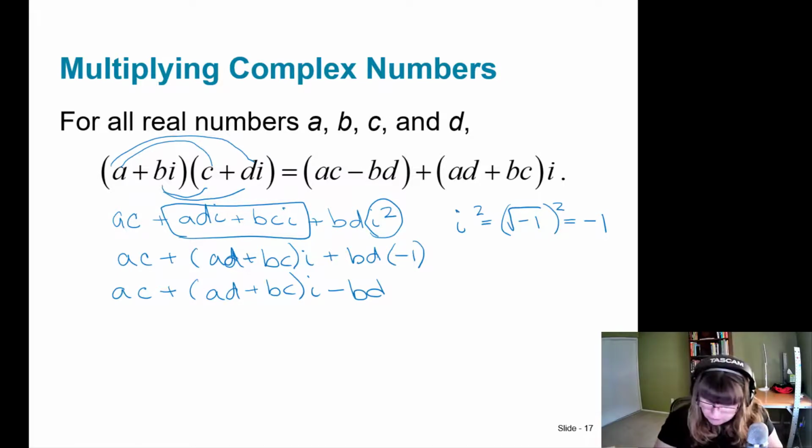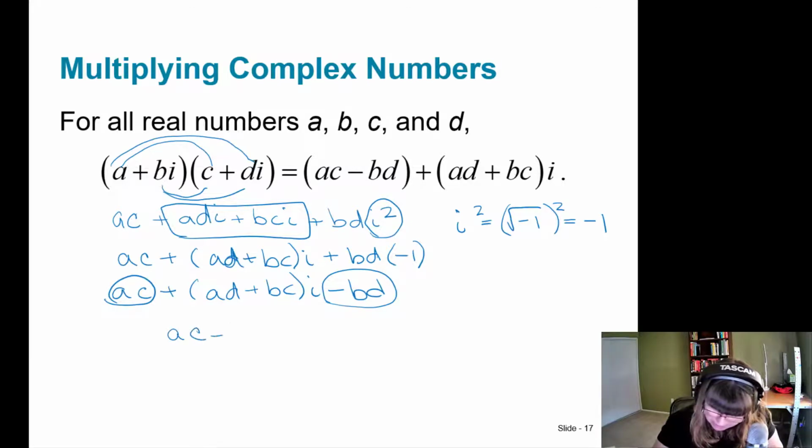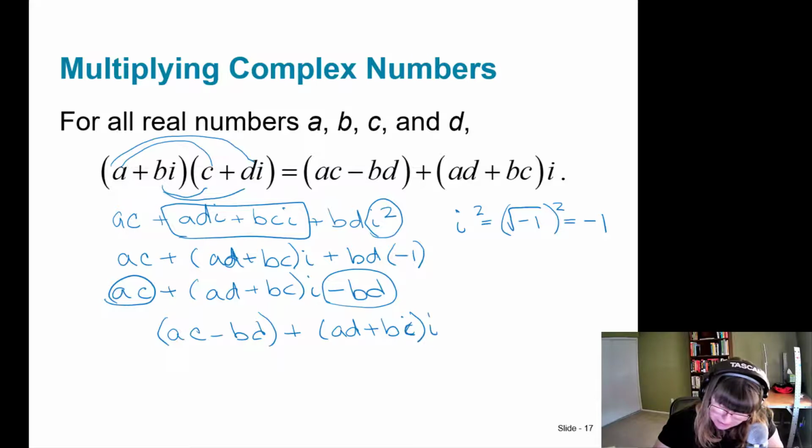And now, this is a real number. This is a real number. I'm going to combine them. ac minus bd plus ad plus bc times i.